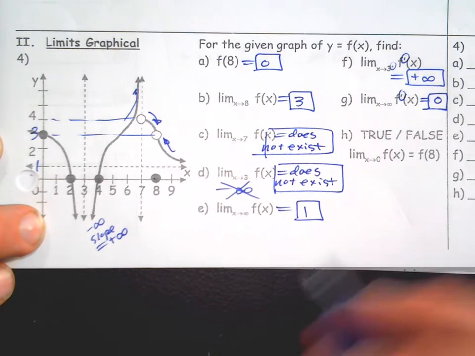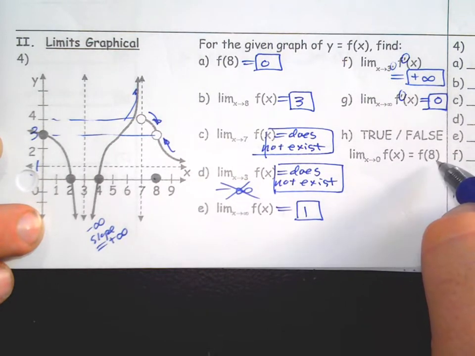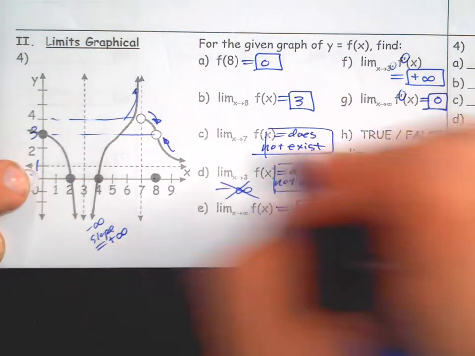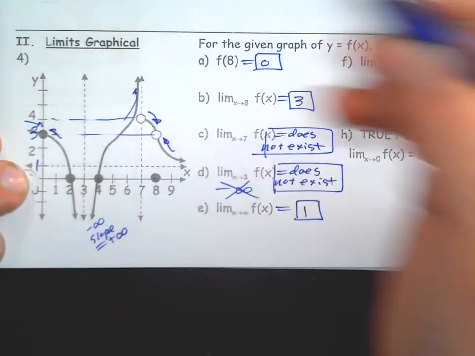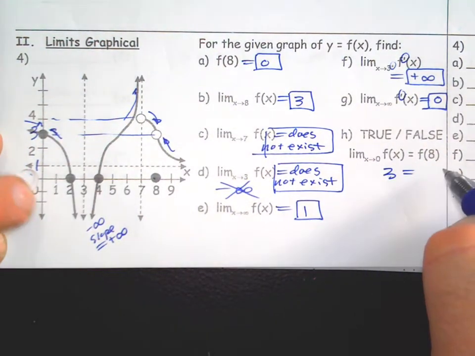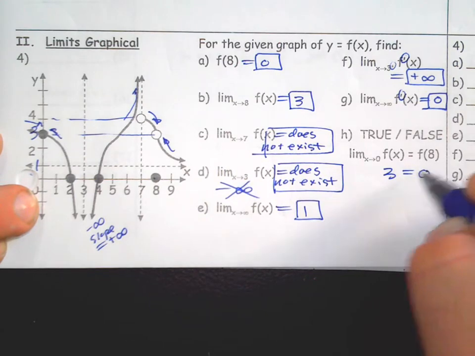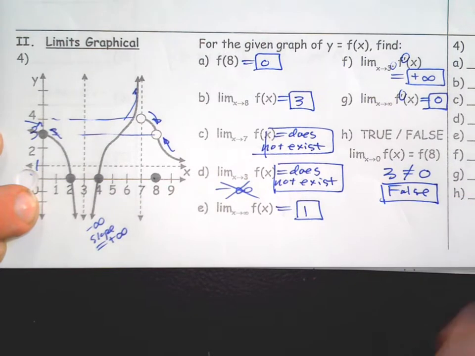True or false: the limit as x approaches 0 of f of x equals f of 8. Well, what's the limit as x approaches 0? Both sides agree. It's 3. What's the value of f of 8? 0. Well, then false. So true or false? I need to see something backing up your answer.